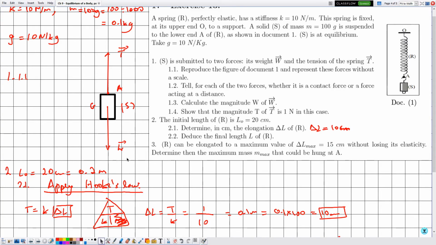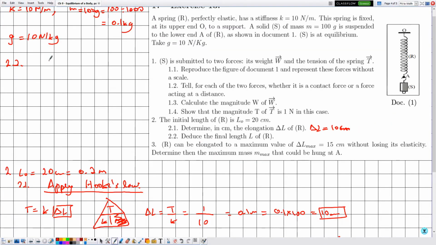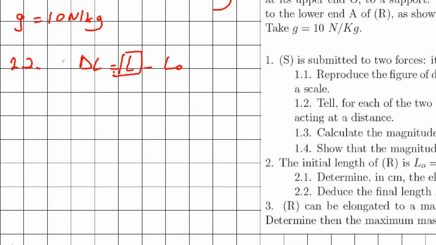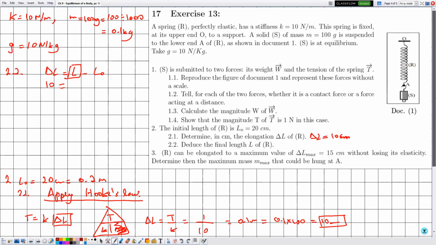Let me make some space. Now in 2.2, we need to deduce the final length, and deduce means that we need to use the previous part. So delta L and the final length are related via the following formula. We are interested in L. What's the type of this equation? This is a linear equation in one unknown. We know the value of delta L to be 10 in centimeters, and the initial length is given to be 20.